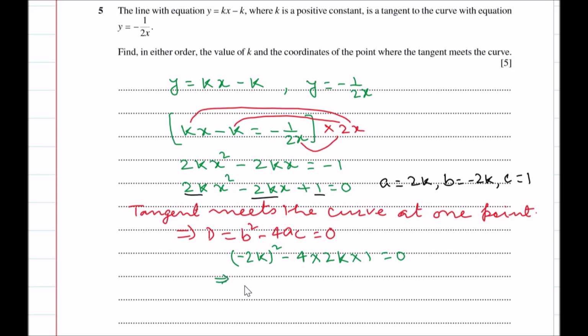Now let us simplify and solve for k. So minus 2k square is positive 4k square, and here we get minus 8k equal to 0. Now there are two terms in this quadratic. We'll try to factorize this. Easily we can factorize. You can see that 4k is a common factor, right? So 4k take common factor. We get k minus 2 equal to 0.